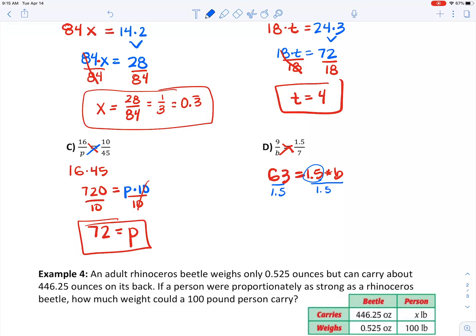And here's something I want you to know: you need to divide by 1.5, not the 63, because we're always looking at where is the b, where is the variable, and wherever that variable is, the number that's next to it, in this case the 1.5, that's the number that we're trying to get rid of. So that's why we knew that we had to divide by 1.5. If I do 63 divided by 1.5, I get 42. And then these 1.5 divided by 1.5 cancels, so b is equal to 42.